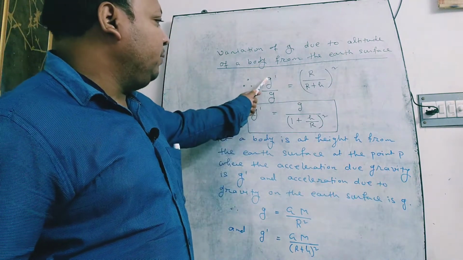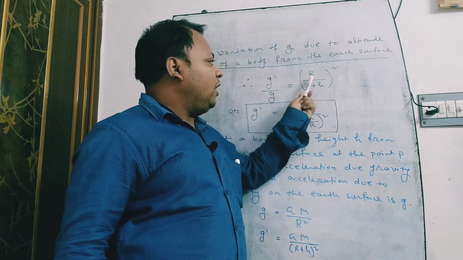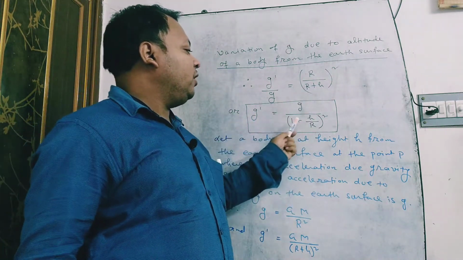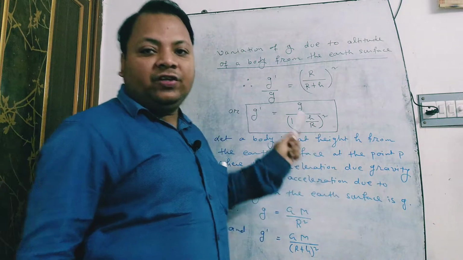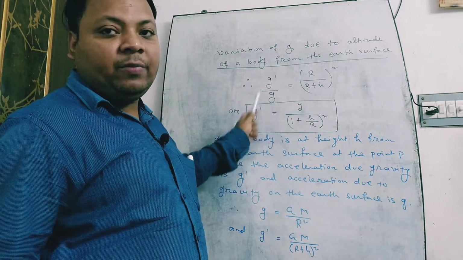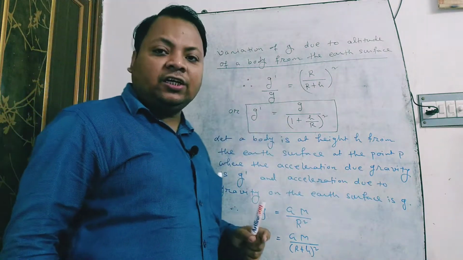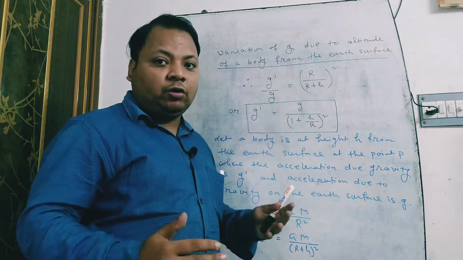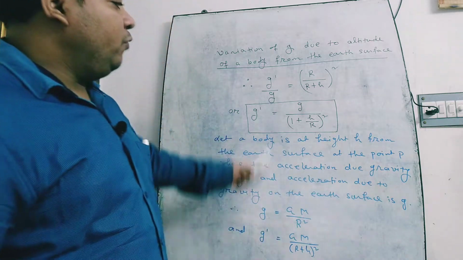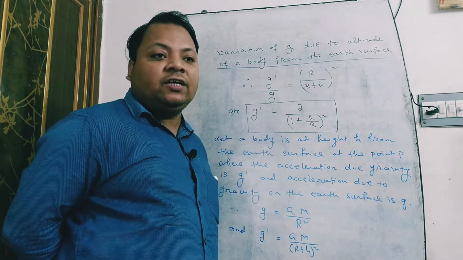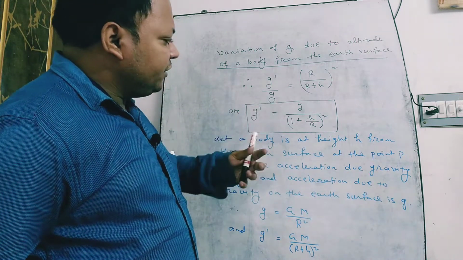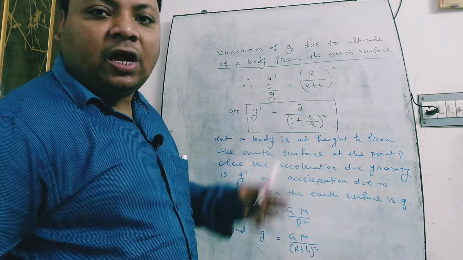Therefore, g prime by g is equal to capital R by R plus h whole square, or g prime is equal to g whole divided by 1 plus h by R whole square. This is the relation between small g and g prime. This relation gives us the variation of the value of small g with respect to the altitude. From this expression, we can easily tell that the value of small g decreases with the increase of the height from the Earth's surface.